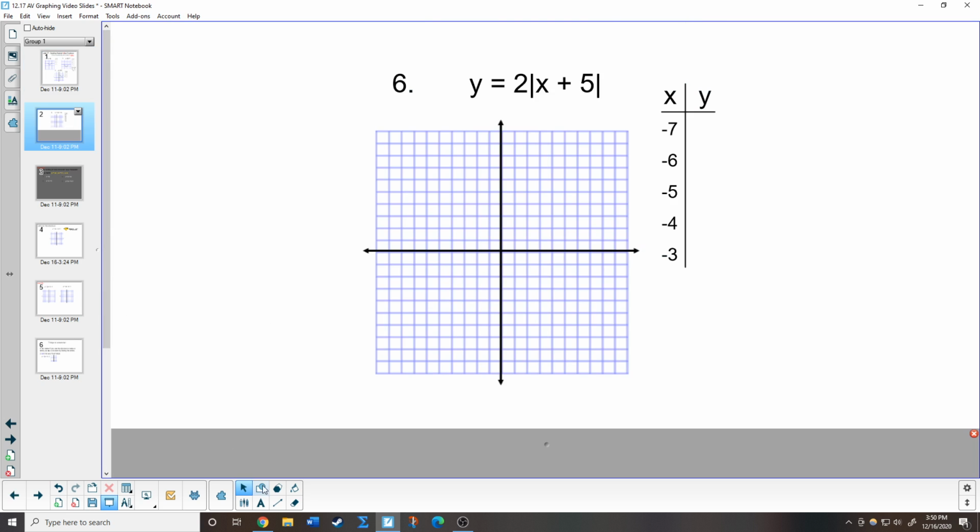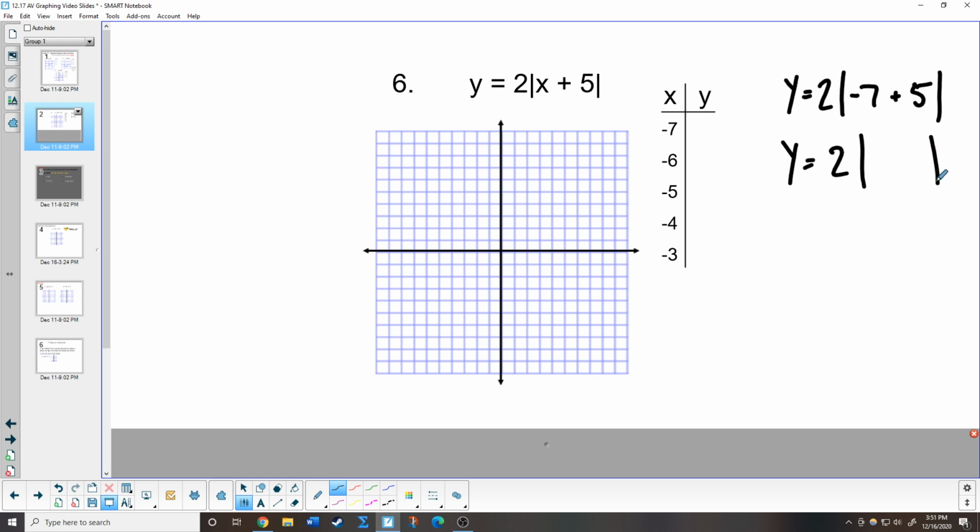All right, here we go. Let's go ahead and do one more. Now we have this number out here, this 2. So let's go ahead and try these out with the x values that it gave us. This is number 6. So I'm going to write this whole thing out. And let's plug in an x. We'll do -7 first. All right, so y is equal to 2 times the absolute value of, this becomes -2.